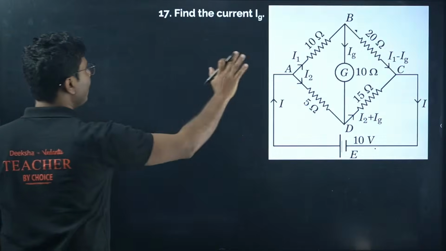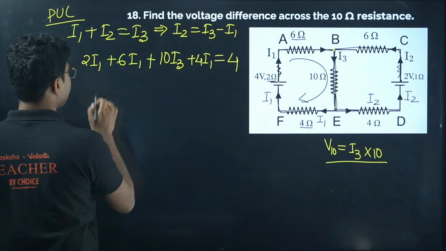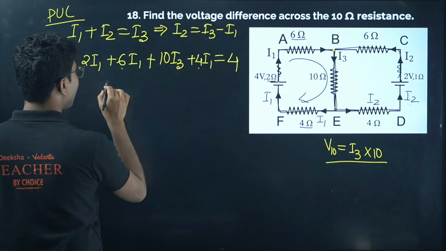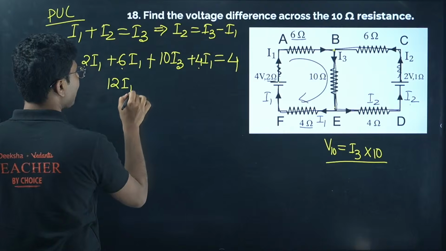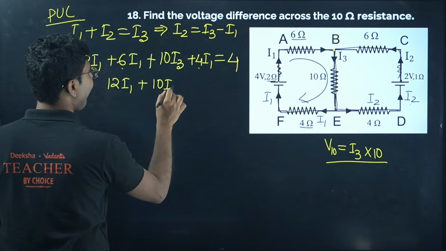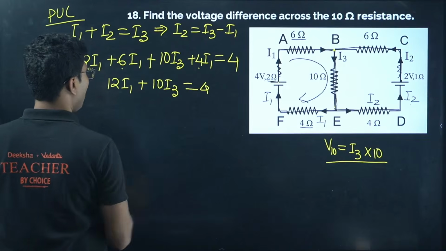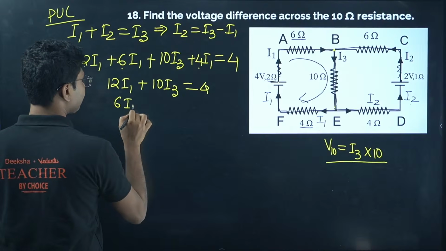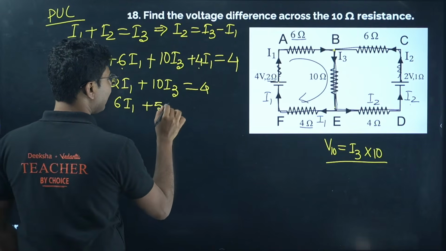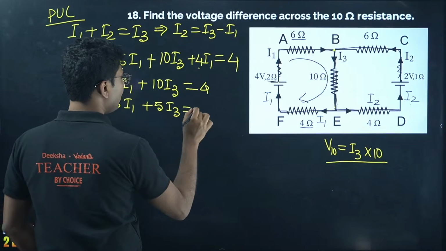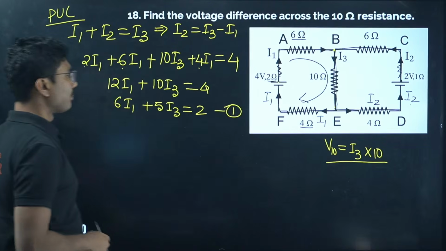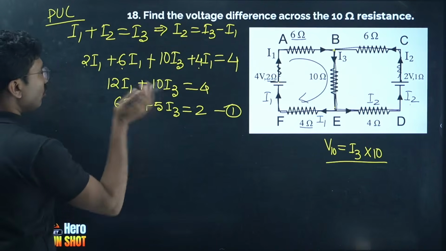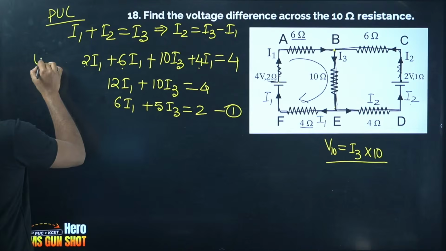So we have received one equation. 2 plus 6 is 8, 8 plus 4 is 12. So 12I1 plus 10I3 equals 4. Or we can even divide it by 2. We get 6I1 plus 5I3 equals 2. This is our equation number 1. This is from the loop on our left hand side, so this is our loop 1.